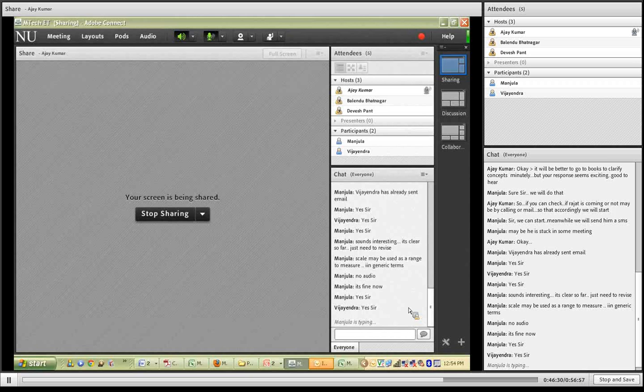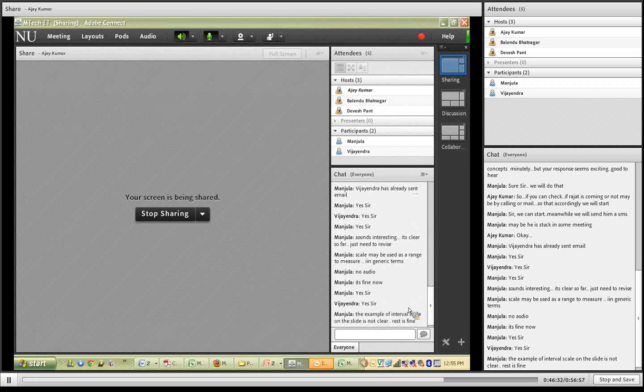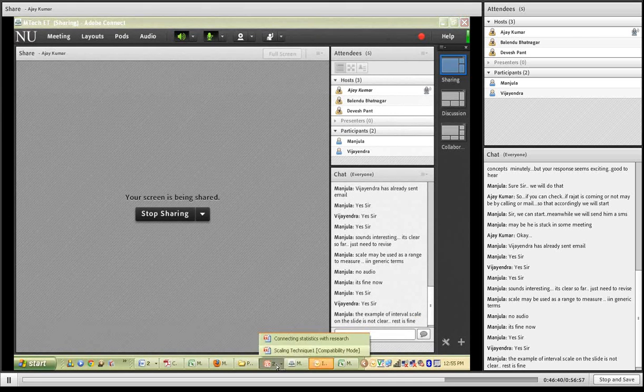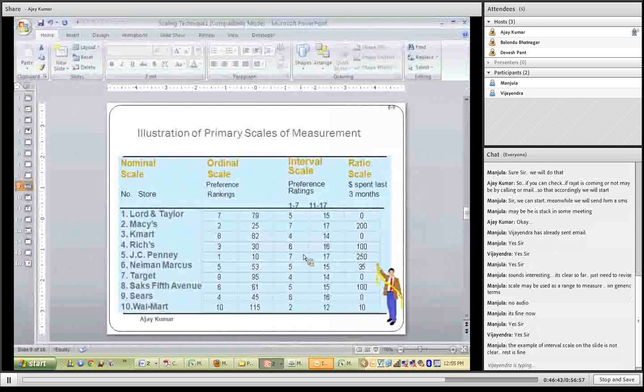Manjula is responding. Example of interval scale on the slide is not clear. Okay, I'm getting back to the slide. So here I'm coming at this, and this is interval scale. So example, Manjula, here I'm talking of 1 to 7. Suppose, as in Excel, we have taken the example of 1 being strongly disagree, 2 being disagree, 3 being neutral, 4 being agree, and 5 being strongly agree. So the only idea here is that this gap is kept constant.